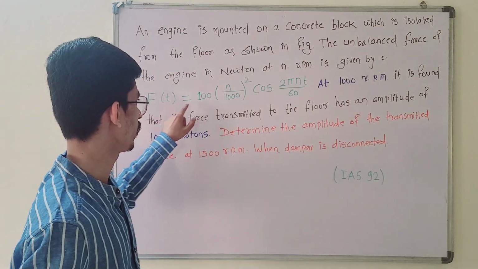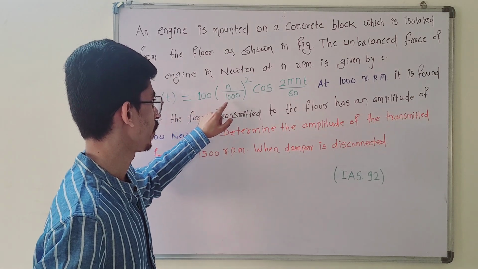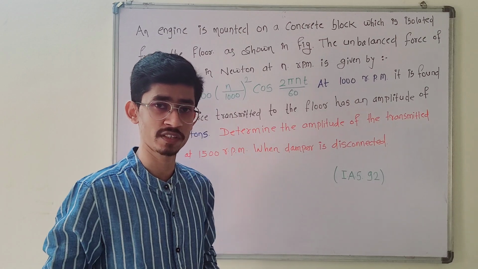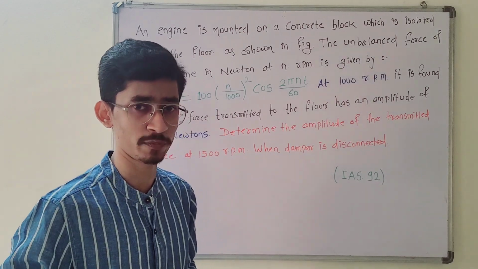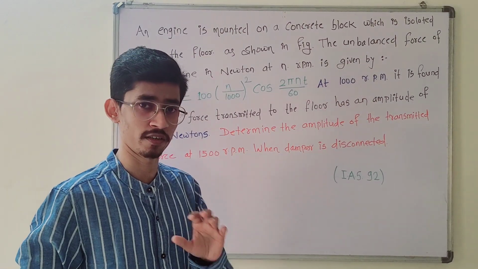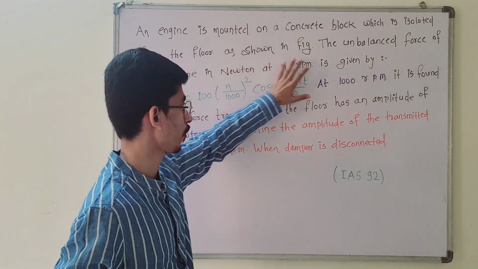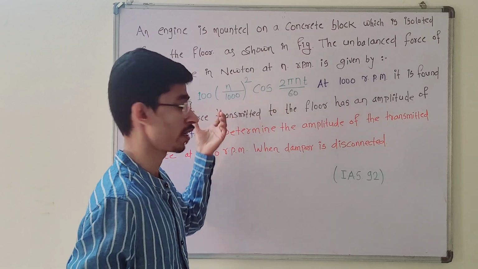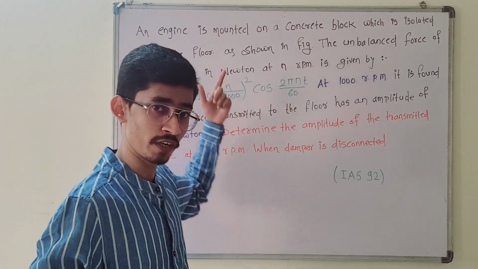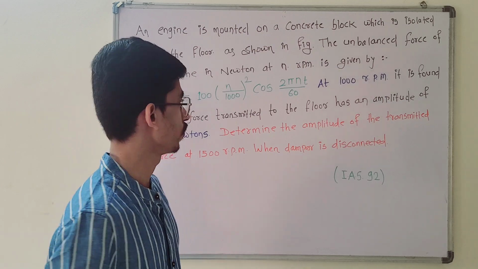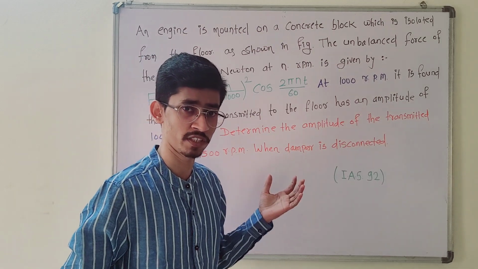F of t is equal to 100 n divided by 1000 square cos of 2 pi nt by 60. A lot of students have given me a wrong statement or wrong f of t function. They have not provided the function completely. So this is the correct function and correct form of the question, and you can attempt this question. So we can proceed with this question.